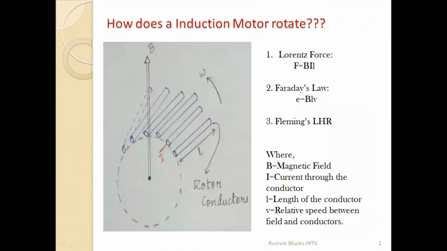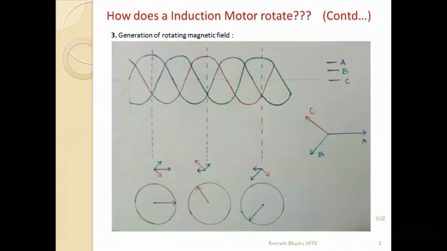Now, since this B was rotating in nature, this conductor is also rotating. There will be a relative velocity V, and there will always be an EMF. Because of that EMF, a current will flow, and a force will act upon the conductor, and it will make it rotate. That was what we studied last time.